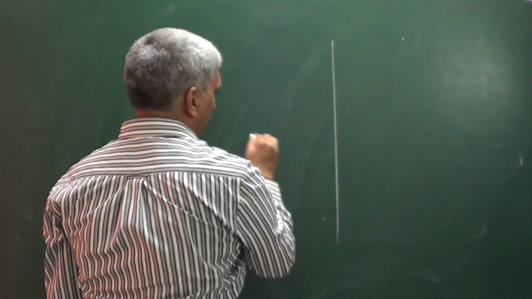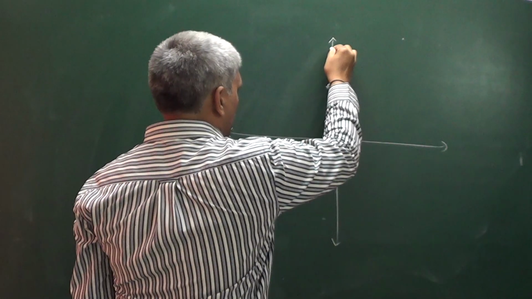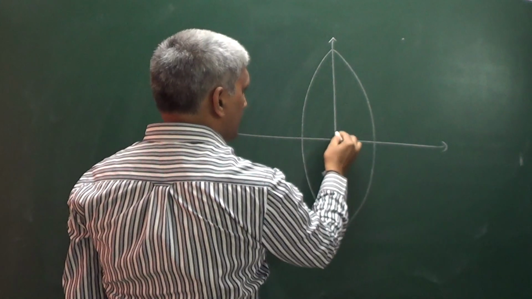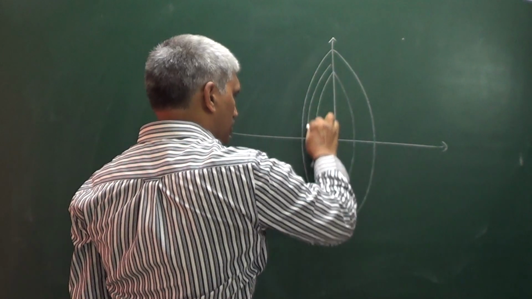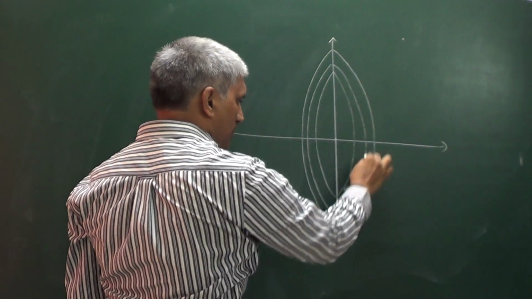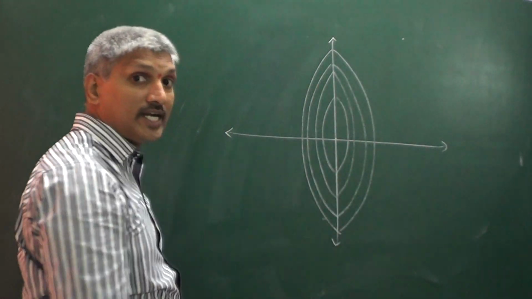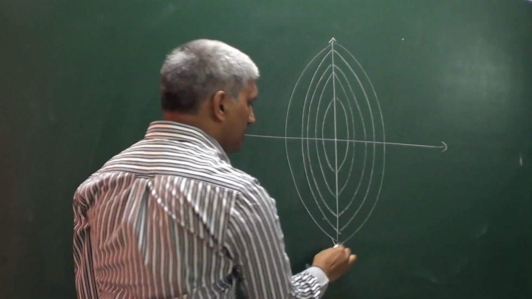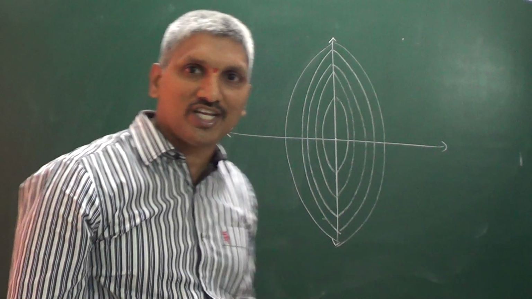Observe here. This is an ellipse, focus on the y-axis, center at origin. Similarly, these are all ellipses with focus on the y-axis and center at origin. For this family of ellipses, we have to find the differential equation.